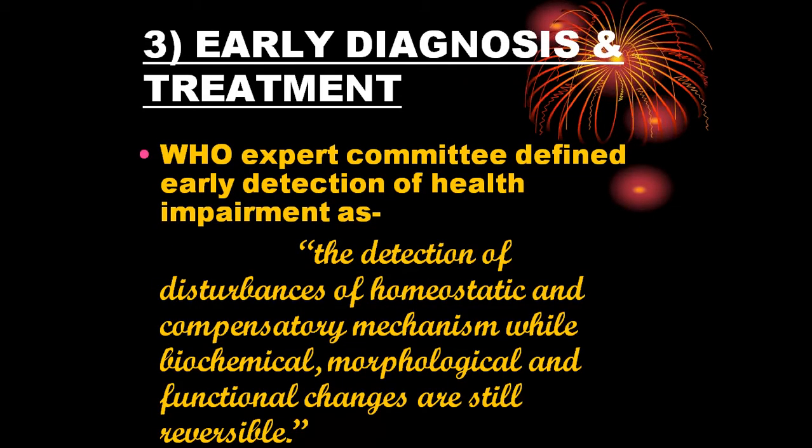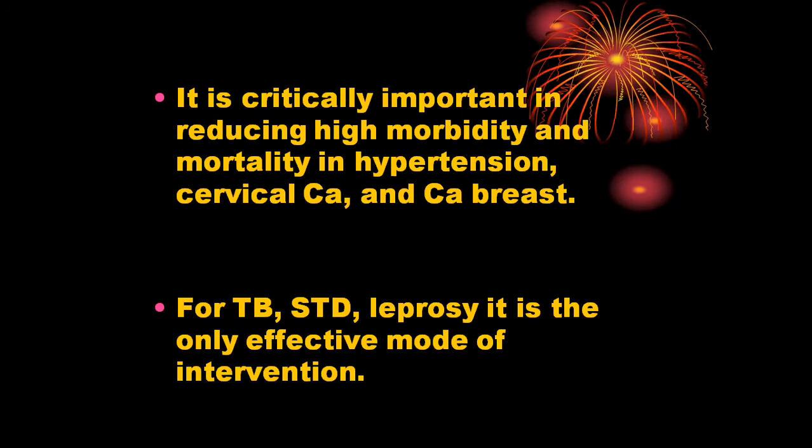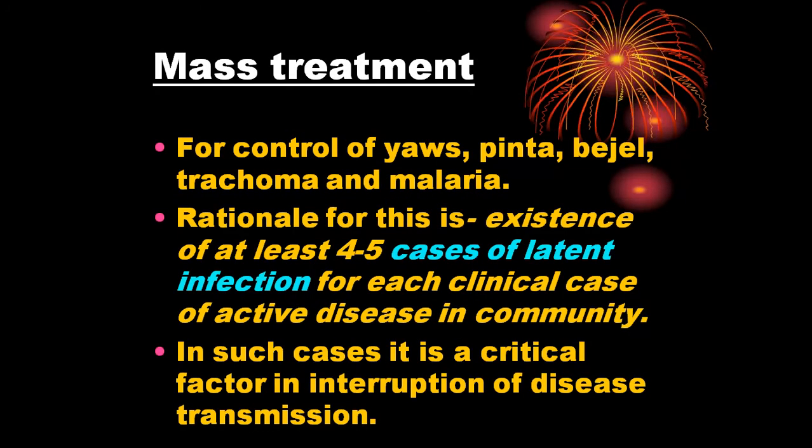Early diagnosis and treatment, I've already told you about it in the secondary prevention part. I will not repeat it. Early diagnosis can prevent the occurrence of further cases, secondary cases, prevent long-term disability, and prognosis will be better. Mass treatment, we have already taught you that in, say, perhaps filaria. We have taught you about the mass chemotherapy in case of filaria. You must recollect that there is mass treatment for some diseases.